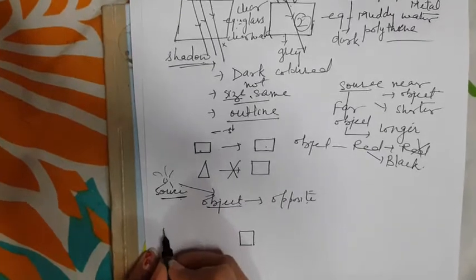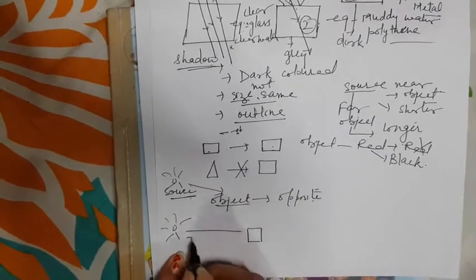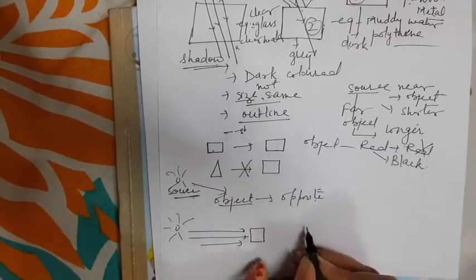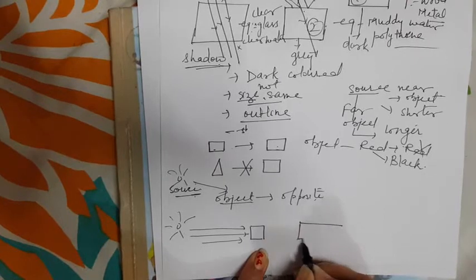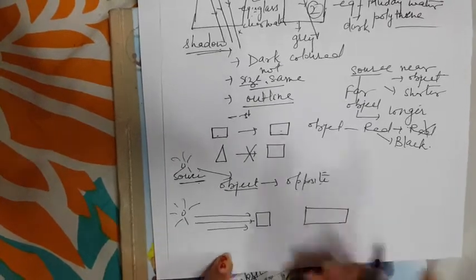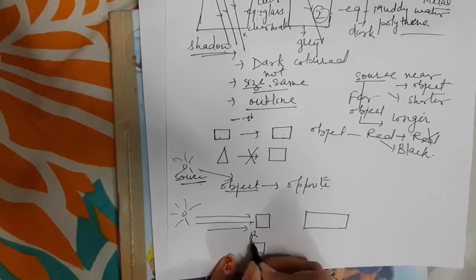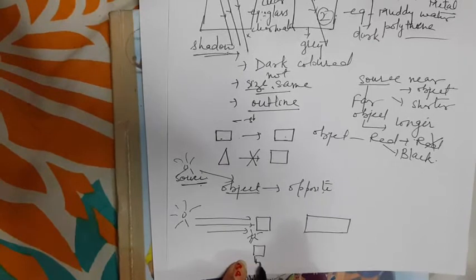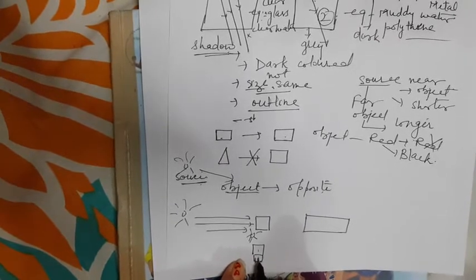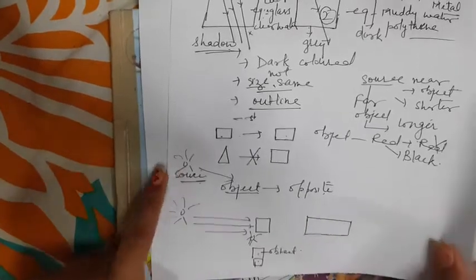Now suppose we have this object here. The light rays are coming from very far. The shadow produced by this object will be a little taller. Okay. But in case we have an object here and the source just above the object, the shadow will be formed here, of shorter size as compared to the object.